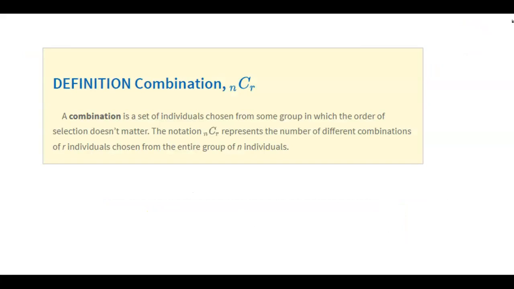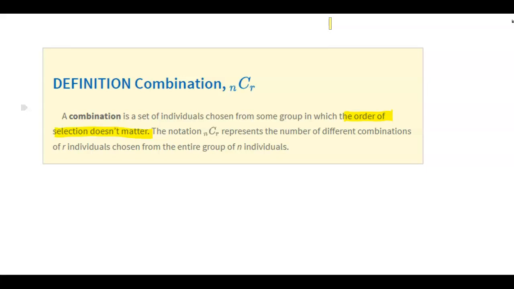So here's our definition of what a combination is. A combination is a set of individuals chosen from some group in which the order of selection doesn't matter. Okay, that's the real key right here. The order doesn't matter. You're going to use combinations. When order matters, you use permutations. When order doesn't matter, you use combinations.